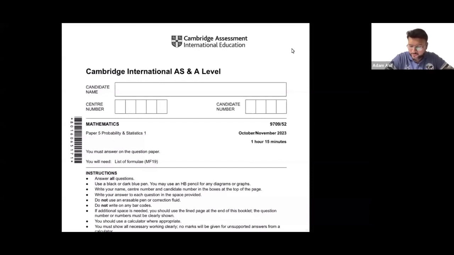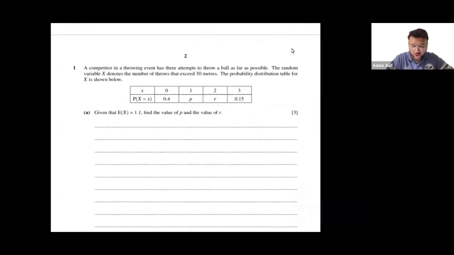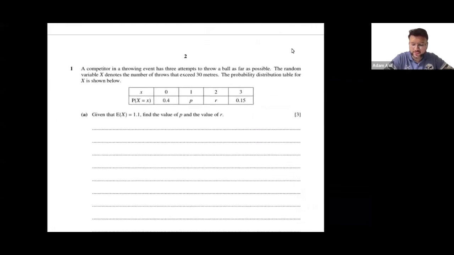In this class, we are going to be discussing October-November 2023 variant 5.2 of Probability and Statistics 1. The first question is, a competitor in a throwing event has 3 attempts to throw a ball as far as possible. The random variable x denotes the number of throws that exceeds 30 meters. The probability distribution table for x is shown below.